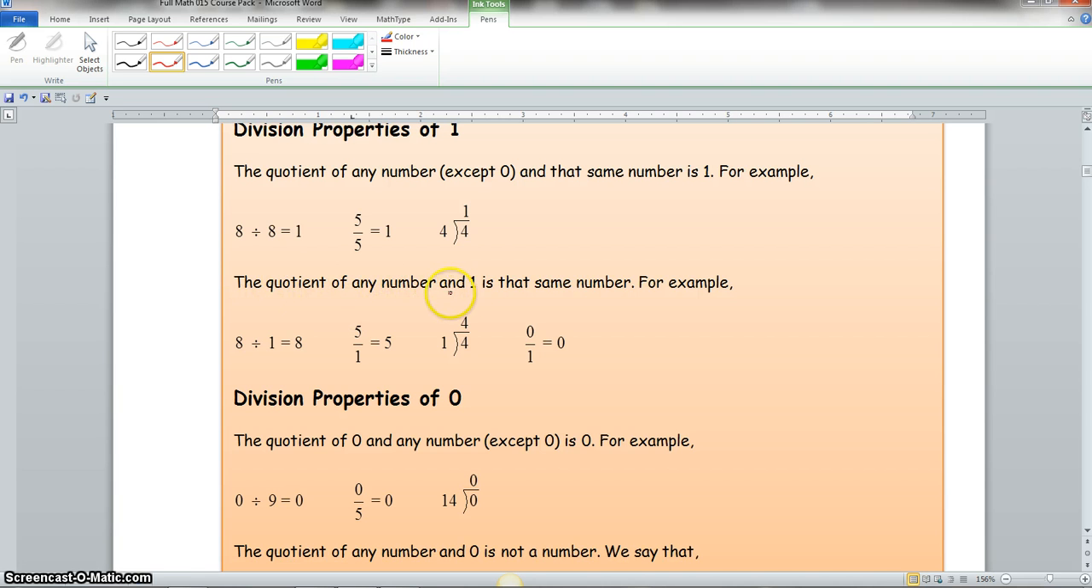Now, the quotient of any number and 1 is the same number. For example, 8 divided by 1 is 8, 5 divided by 1 is 5, 1 into 4 goes 4 times, and 0 divided by 1 is 0.